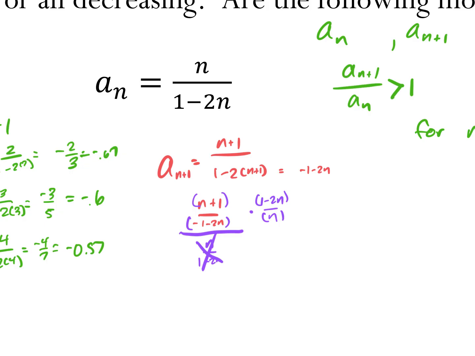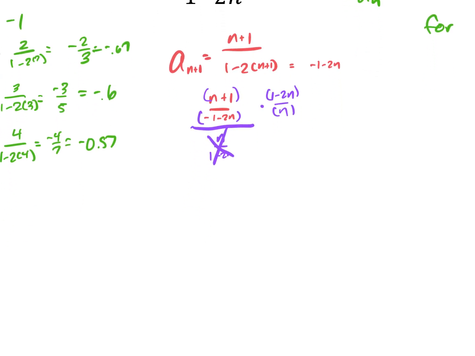All right, now, since this is multiplying, I can change the order I write this, yeah? I can change the order I write my denominator, change the order I write my numerator. So I'm going to rewrite this as n plus 1 over n times 1 minus 2n over negative 1 minus 2n. Everybody good? And what do I know about n again? It's greater than or equal to 1. All right, if that's the case, are you guys with me that this fraction is always bigger than 1?